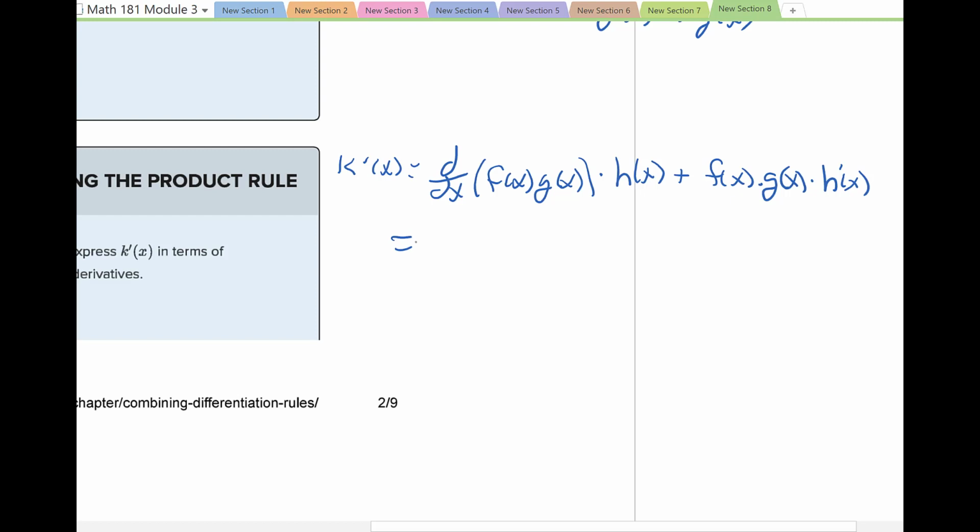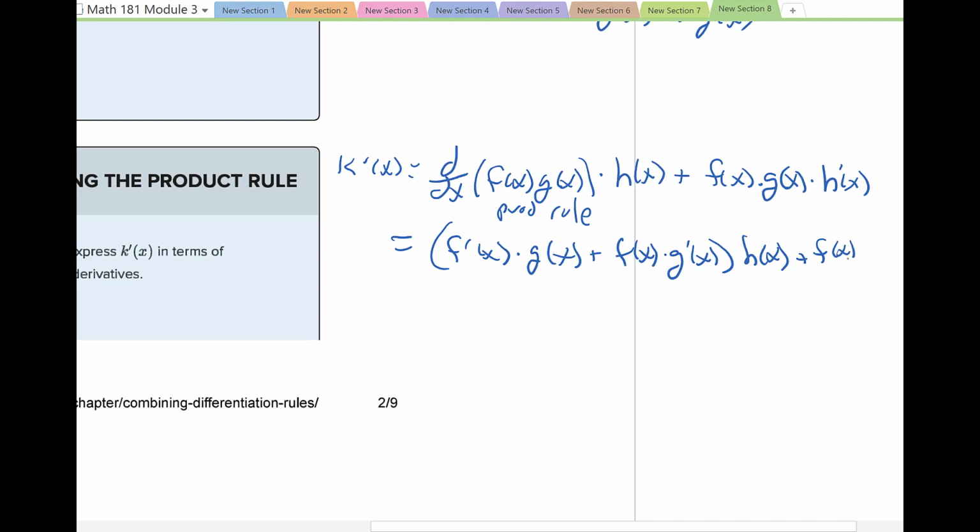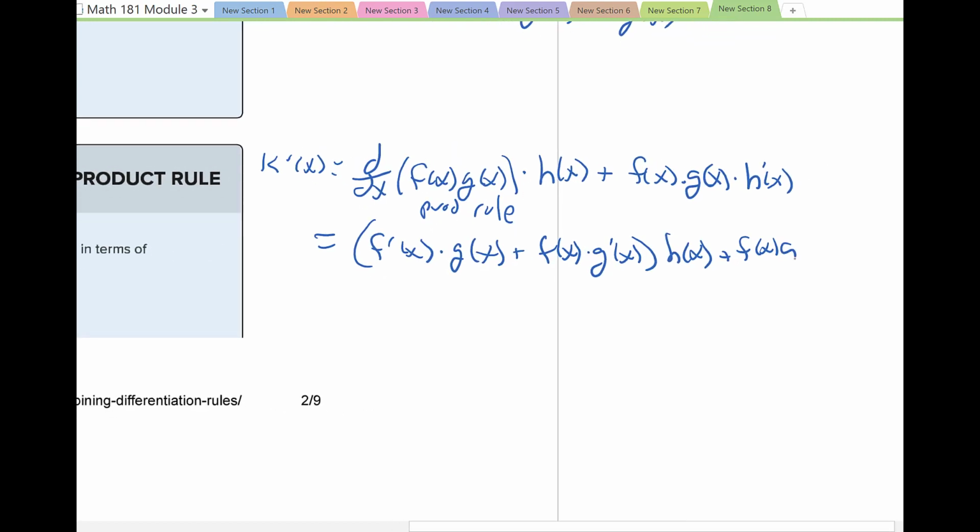We have to go back and look at this other part. So now we have the product rule here again. So that's going to be f prime of x times g of x plus f of x times g prime of x, and all that gets multiplied by our h of x plus our f of x times g of x times h prime of x. Now, this is just from the last part there.